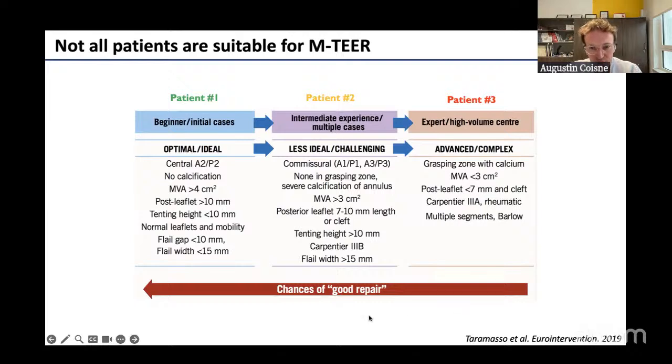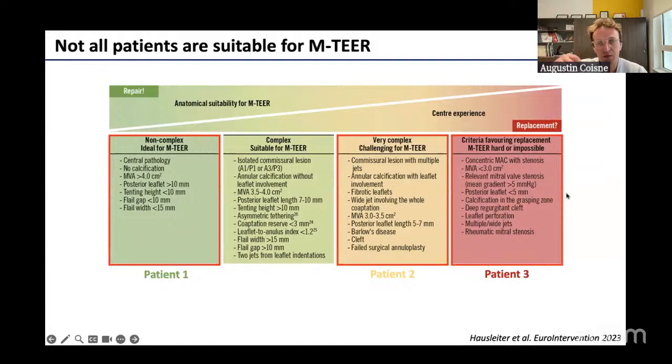This is an update of the classification proposed by our German colleagues and produced by Mauricio Taramasso in EuroIntervention in 2019. But more recently, Jörg Ausleiter proposed another classification, which is based on a couple of things, probably because we gained expertise in that field and we had also several device iterations. So they proposed not a 3-grade classification, but a 4-grade one.